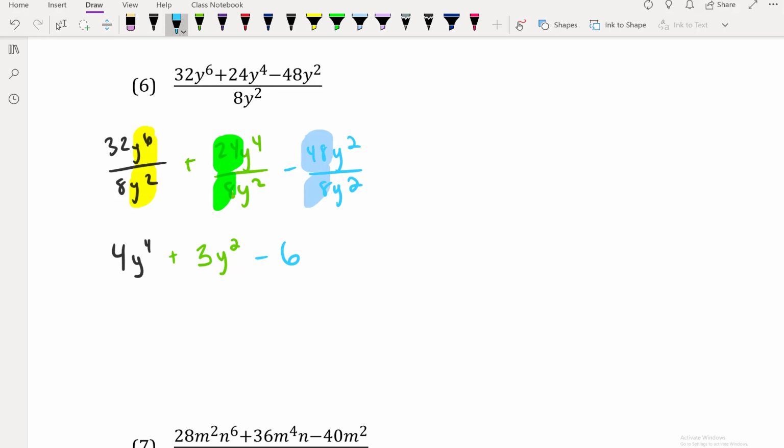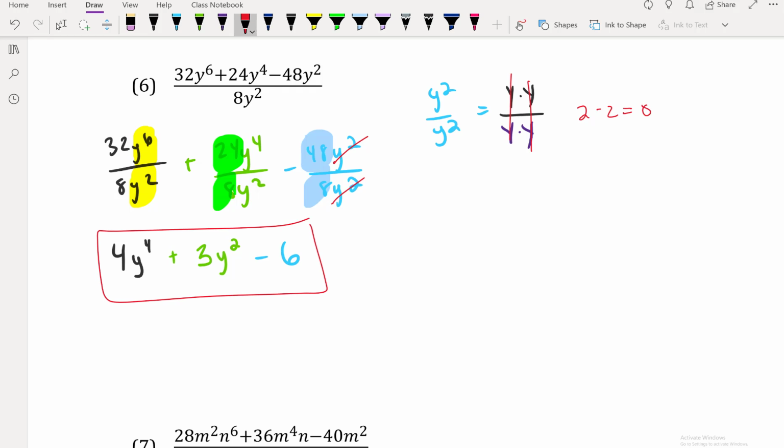And let's think about this. If I have y squared over y squared, that means I have y times y, there's 2 of them, and down at the bottom, I have y times y. So what ends up happening is that they cancel out. This y squared cancels out with that y squared. You can also think of it as 2 minus 2 is equal to 0, so it cancels out. So that ends up becoming my final answer.